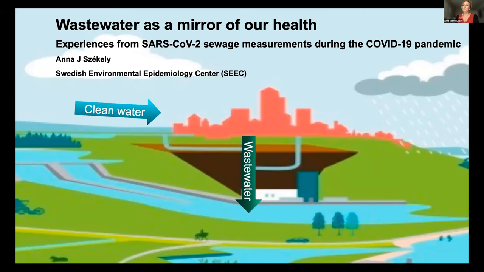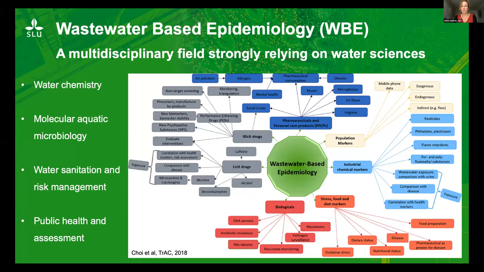so this wastewater can inform us about many, many things about human health. It can inform us about what kind of food we eat, what kind of drugs we take, both pharmaceuticals and illegal drugs. It can inform us about what kind of environmental contaminations we're exposed to, but it also can inform us about the pathogens that are infecting us.